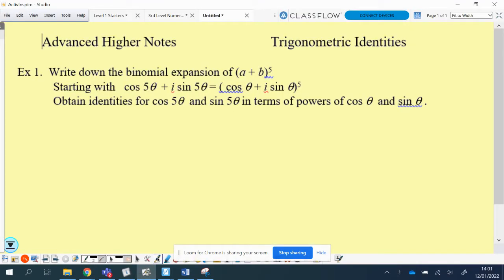Okay, so in this video we're going to be looking at trigonometric identities. And we're going to write down, in this example, the binomial expansion of a plus b to the power 5. What that's going to help us with is starting with cos 5 theta plus i sin 5 theta equals cos theta plus i sin theta to the power 5. Okay, so that is true using De Moivre's theorem, which we've seen in a previous video.